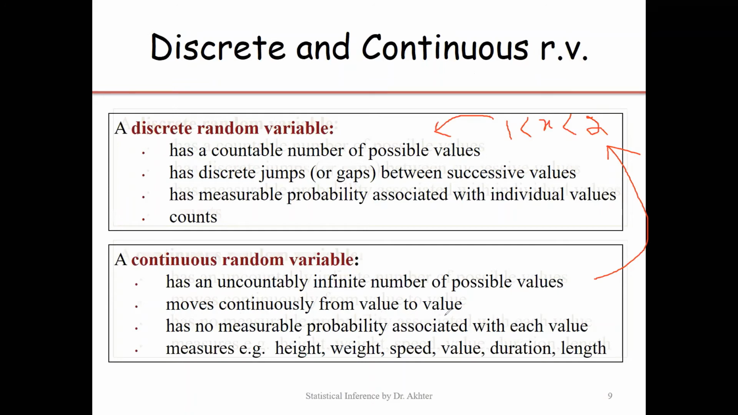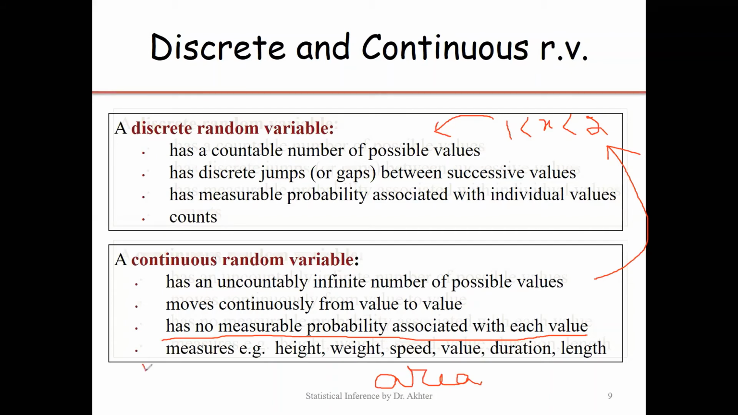A continuous variable moves continuously from value to value, and has no measurable probability associated with each value. This is very important. As we have the tabular form of a discrete distribution, we cannot construct a tabular form of a continuous distribution. The reason is, at a specific point, we do not have any specific probability. Here is the concept of area. Area will always be in between two points. Area will not be at a single point.